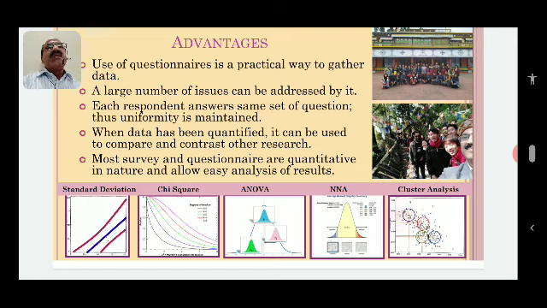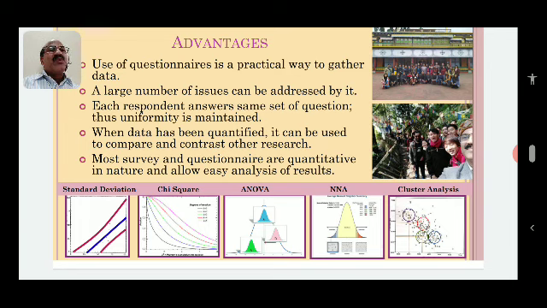Use of questionnaires is a practical way to gather data. Yes, everybody accepts that. So that is why all of you had gone to Sikkim, and you are all sitting there in front of the Rumtek monastery. A large number of issues can be addressed by it. Whenever you go for field work, you not only go for the questionnaires but also interact with other people who are in that same domain.